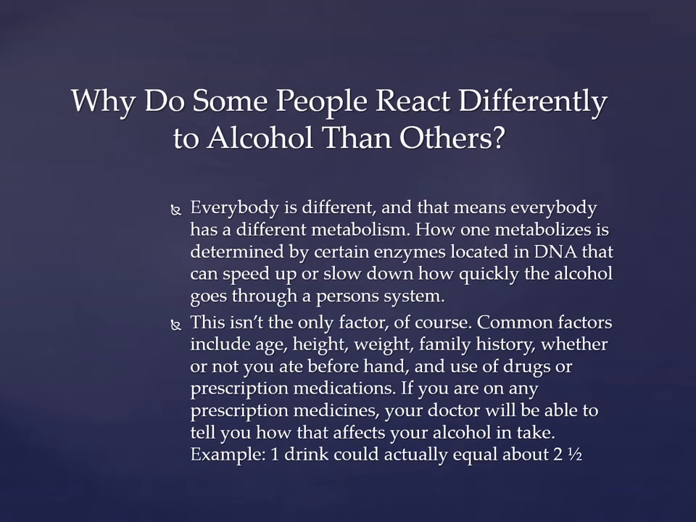Everybody is different, and that means everybody has different metabolism. How one metabolizes is determined by certain enzymes located in DNA that can speed up or slow down how quickly the alcohol goes through a person's system. This isn't the only factor, of course. Common factors include age, height, weight, family history, whether or not you ate beforehand, and use of drugs or prescription medications. If you're on any prescription medicines, your doctor will be able to tell you how that affects your alcohol intake. Example, 1 drink for one person could equal about 2.5 for another person, depending on the stipulations.